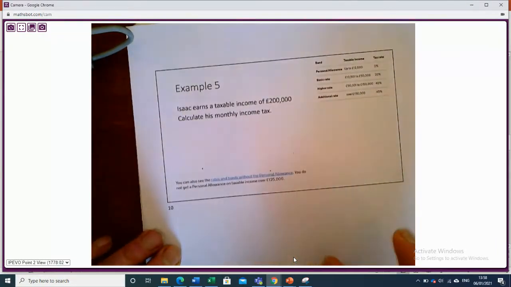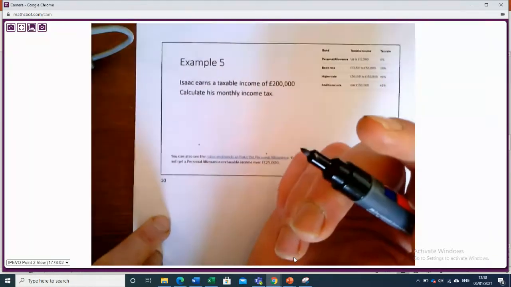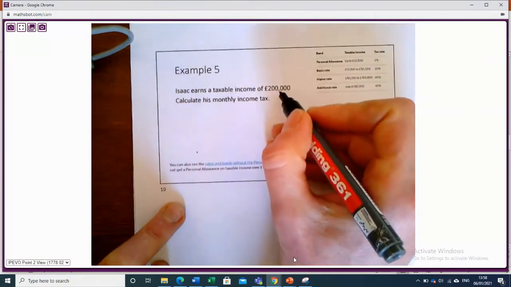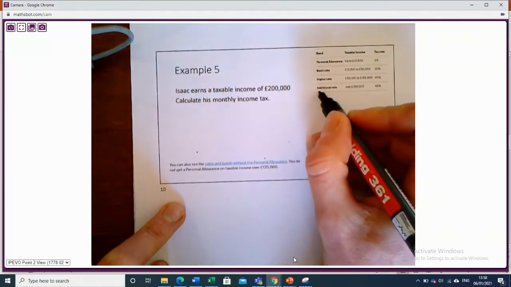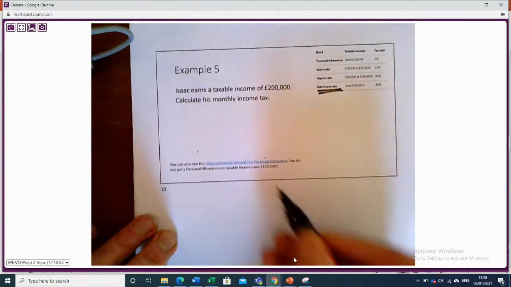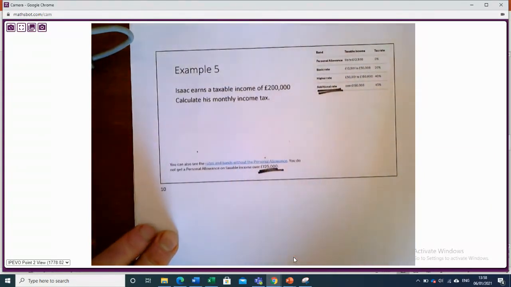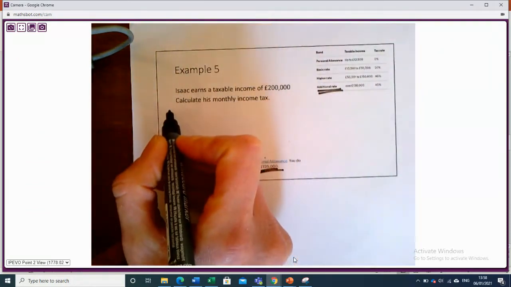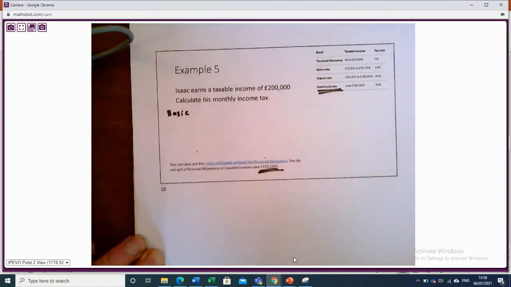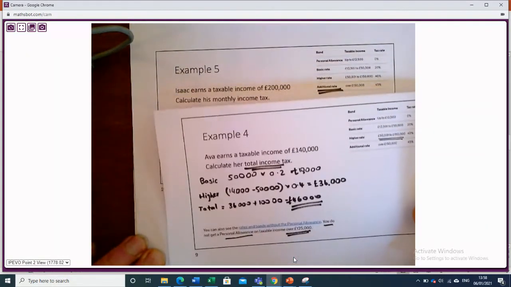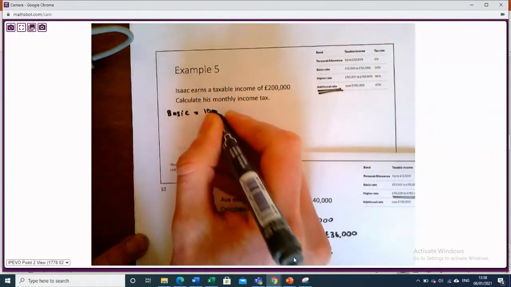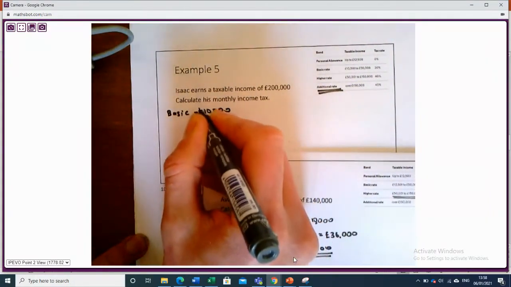Isaac earns a taxable income of £200,000. Calculate his monthly income tax. So now Isaac moves over into the additional rate of income tax. Because he's above 125,000, he doesn't get a personal allowance. So basic. Now, I'm not going to write it all out again, but it's exactly the same for that first £50,000. So basic, he's paying £10,000.